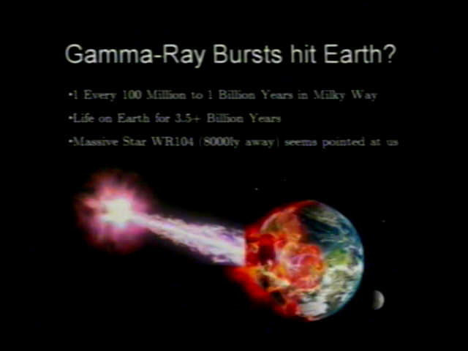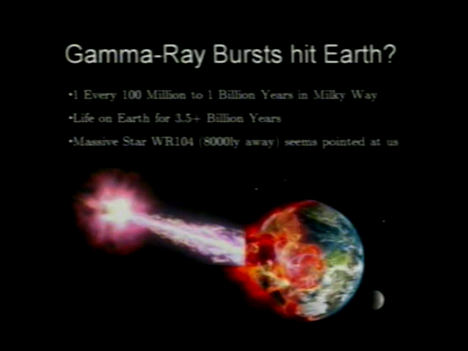Okay, so one interesting thing about gamma ray bursts is that it's possible for them to affect Earth. Now this looks kind of scary, right? Well, it actually isn't that bad. But what's the idea? It turns out that there's about one gamma ray burst every 100 billion to 1 billion years in our own galaxy. And it turns out that life has been on Earth for about 3.5 or more billion years. So that means that there's a possible chance that there's a gamma ray burst that, since we've been around, might have affected us.